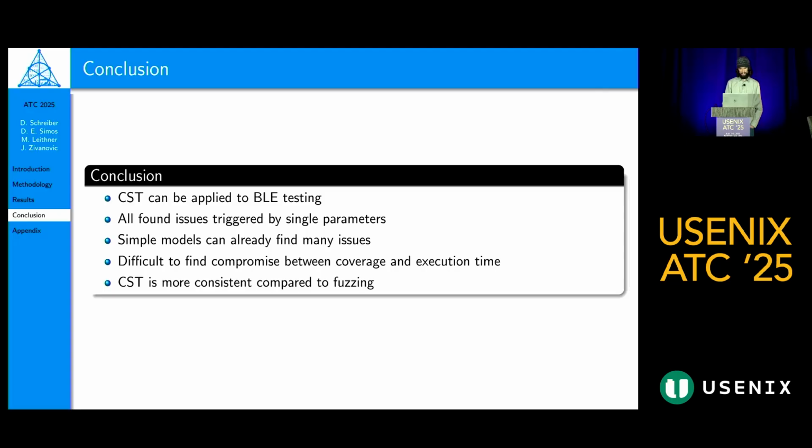So now a quick summary of what was presented. First, we have shown that CST can be applied to the testing of the BLE protocol. All the issues we found were triggered by a single parameter, and we have seen that despite our current approach being relatively simple, it is still capable of finding many issues. As always, testing is difficult to find the right balance between coverage and execution time, and also to figure out which parts of the target are most likely to contain flaws. In general, CST is more consistent in finding errors than traditional fuzzing, but requires more work to create the initial models.